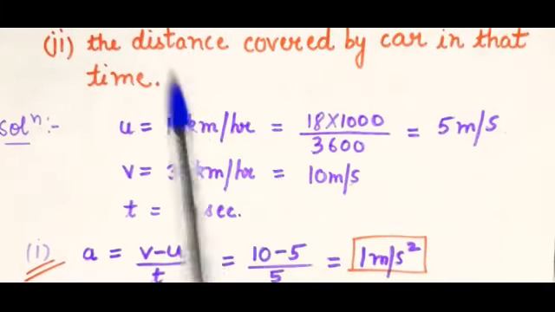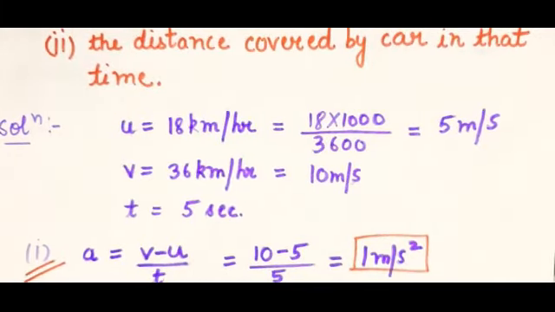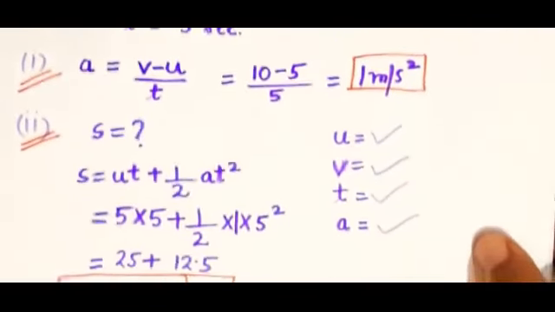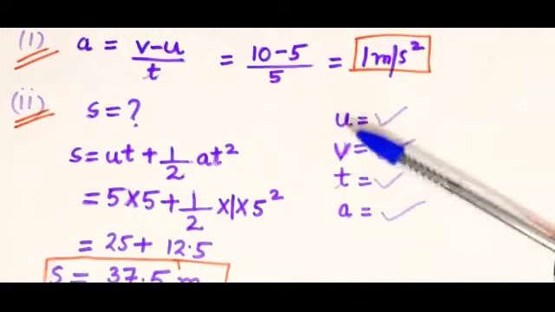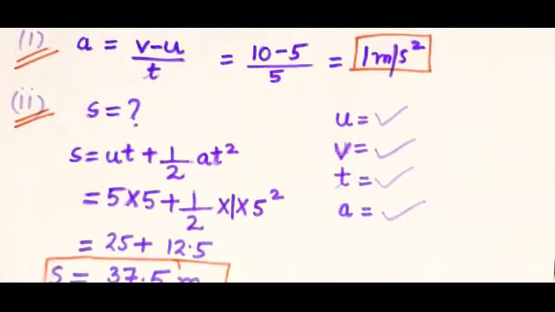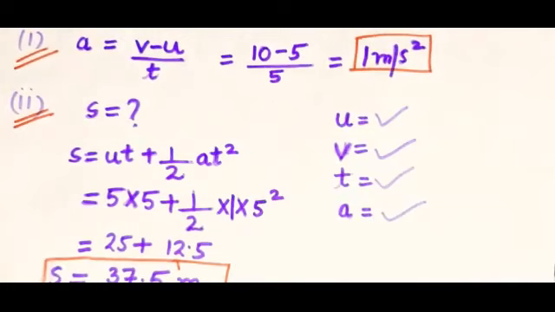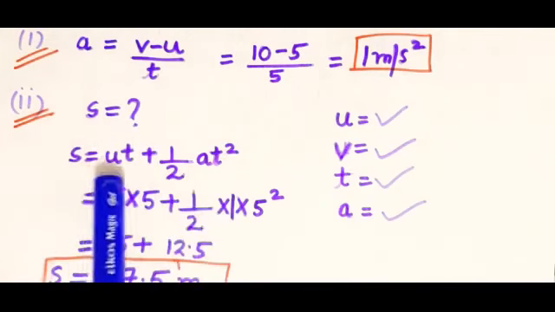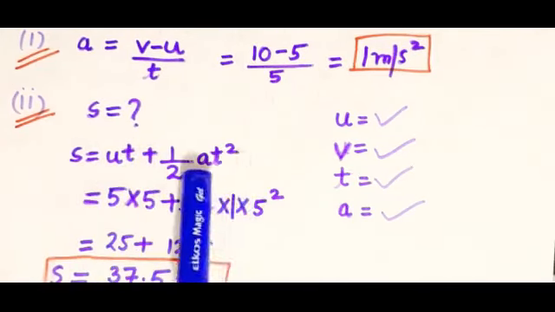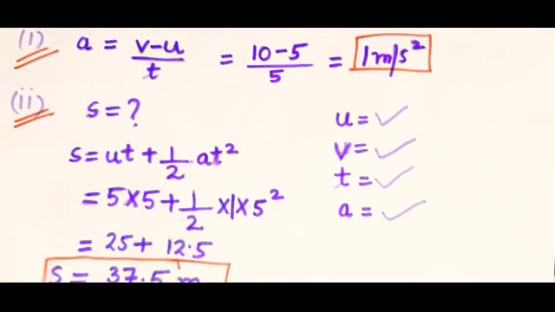Now the second part was to calculate the distance covered by the car in that time. Distance means you need to calculate s. Now you know u, v, t and a. The first formula, v is equal to u plus at, we do not need because we are given all the things. Now coming to the second equation of motion, s is equal to ut plus half at square. We know u, t and a, so just substitute the values. u is 5, time period is 5, acceleration is 1, time period is 5. You will get s is equal to 37.5 meter.